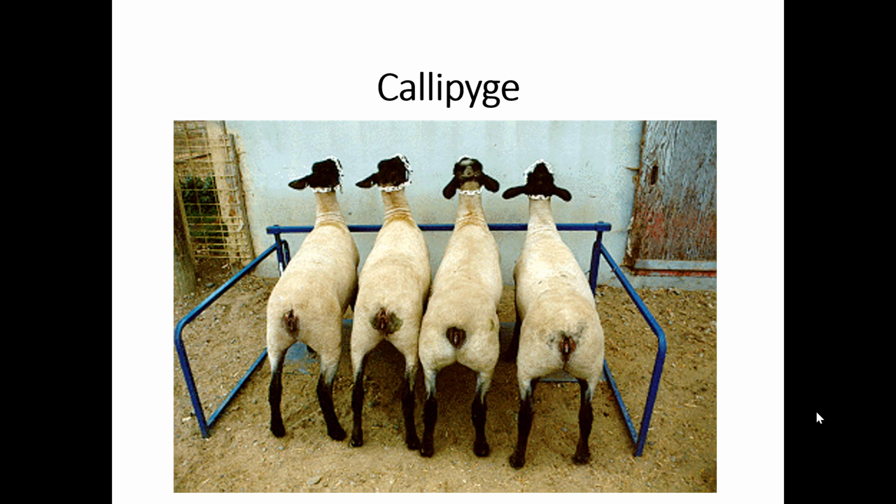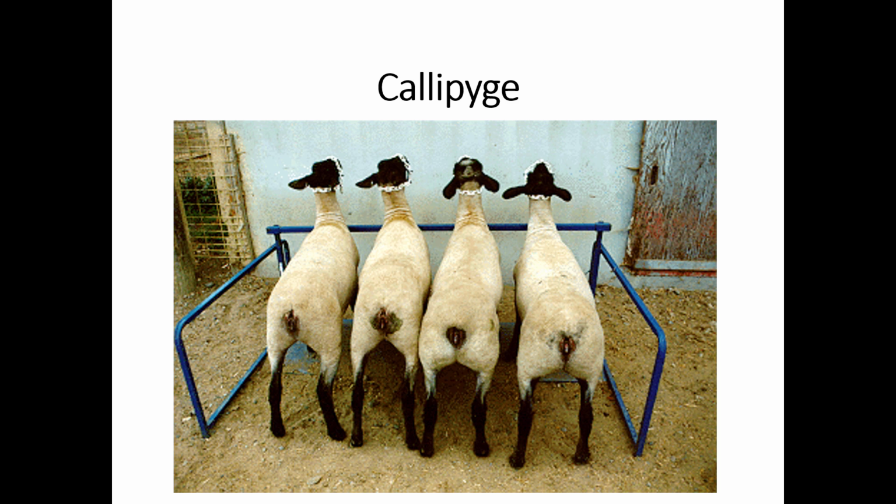So the last topic we're going to go over today is Callipyge. Remember back to our genetic abnormalities lab where we briefly went over this. Callipyge is somewhat similar to what we see in double muscling in cattle. There is increased muscularity, but there is no heterozygote like we see in double muscling.